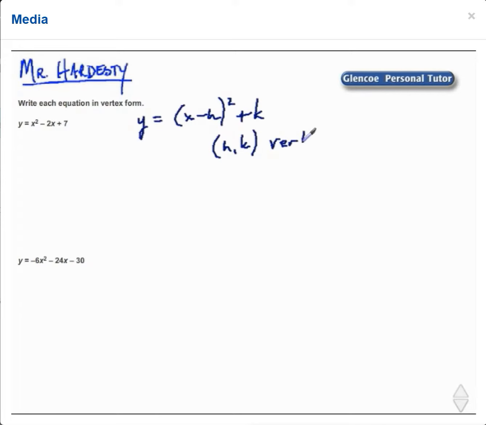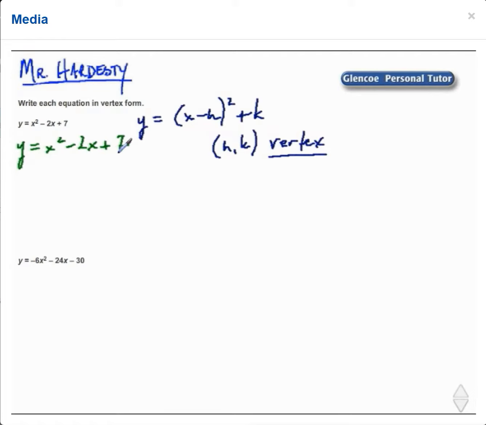always represents the vertex of our quadratic equation. That is, the bottommost point of our parabola if we were to graph. To do that, we will complete the square. y equals x squared minus 2x plus 7.